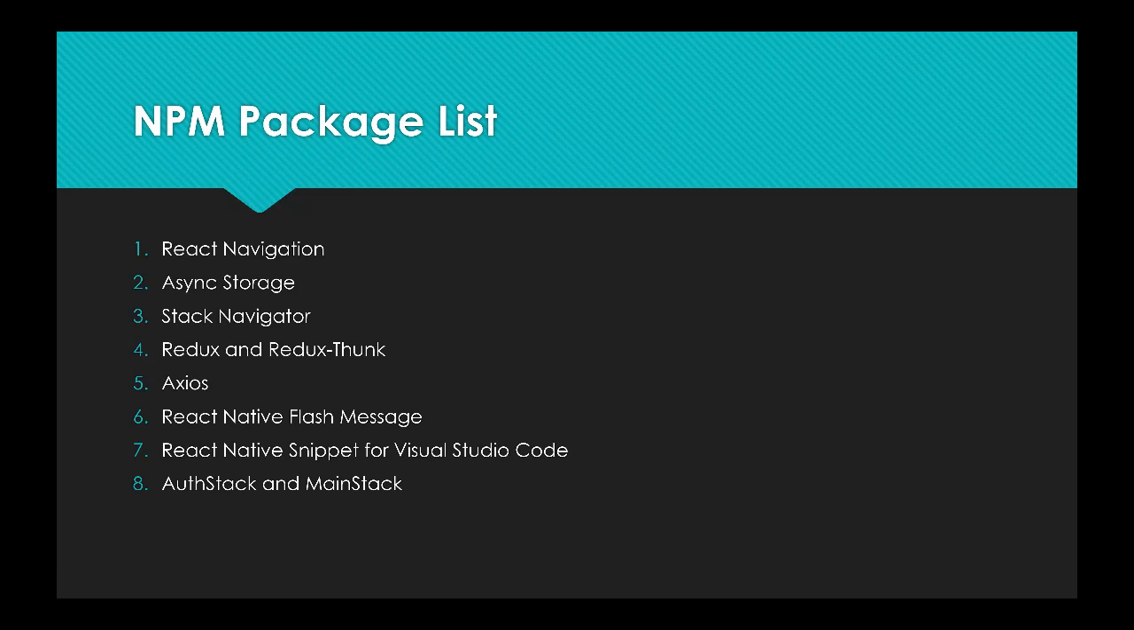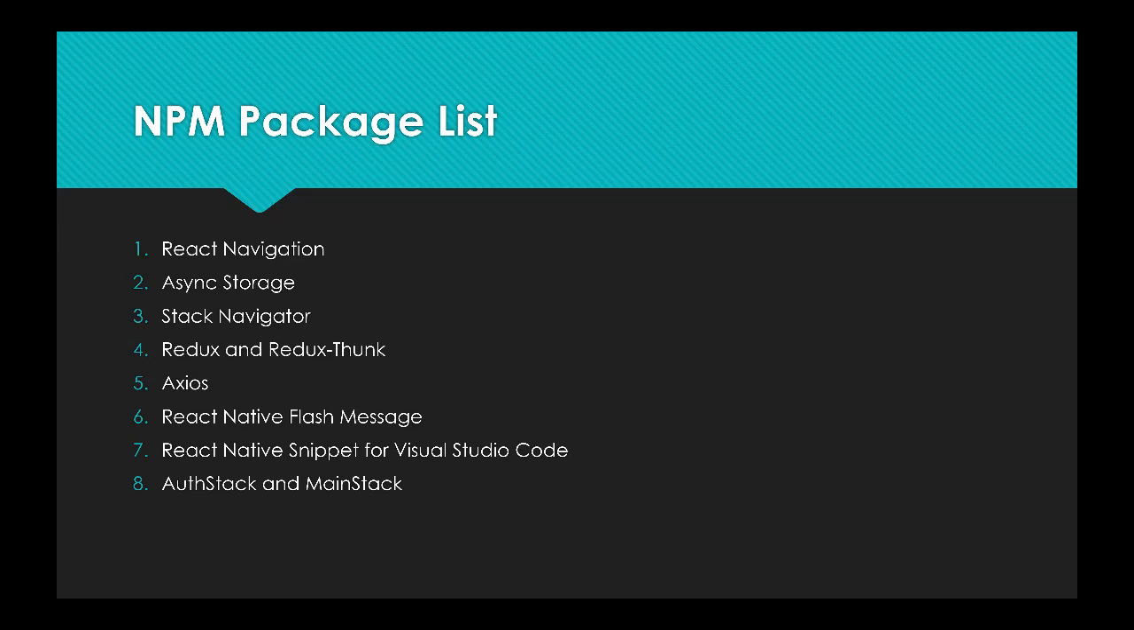The second thing is async storage. Async storage is the local storage. If you want to have some values stored locally in the app, then you have to use async storage. This is basically the local storage we use in browsers. It is going to be the same here actually. So async storage.